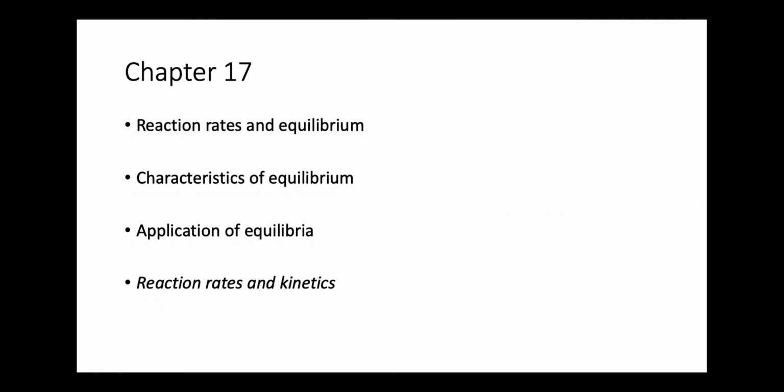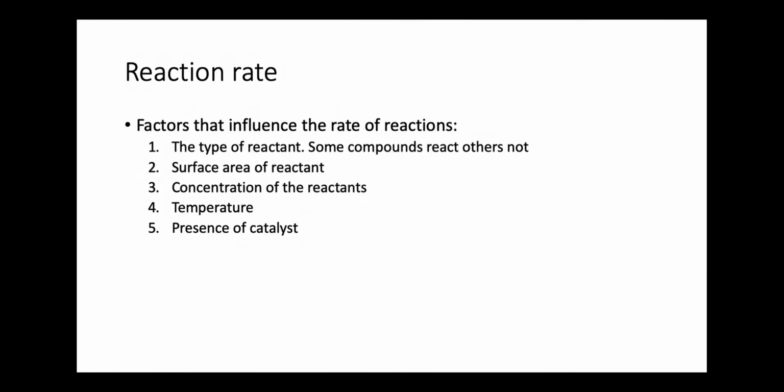The topics of chapter 17: reaction rates in equilibrium, characteristics of equilibrium, application of equilibria, how we can influence an equilibrium, and if we have time, we're going to look at reaction rates and kinetics. First, reaction rates. There are 5 factors that influence the rate of reaction. I'll come back to these 5 factors later on.